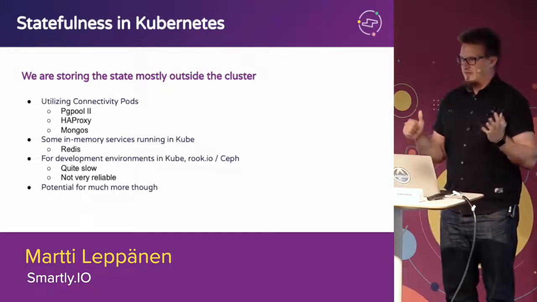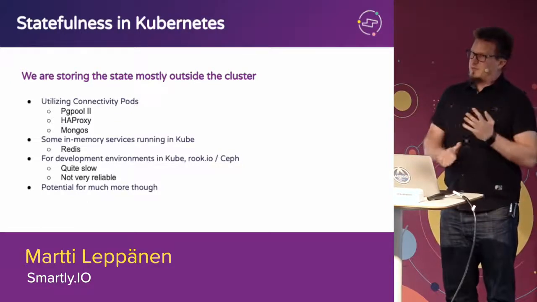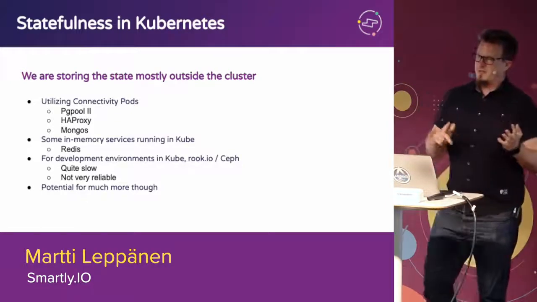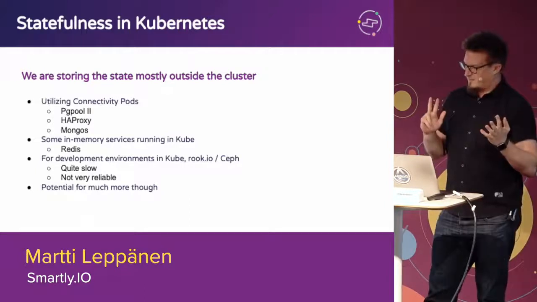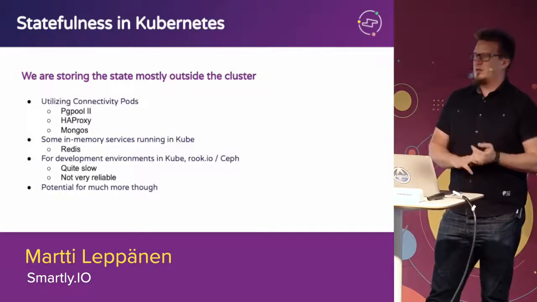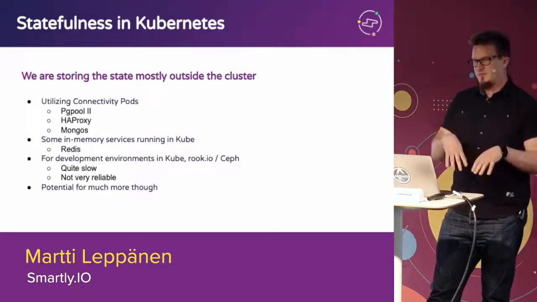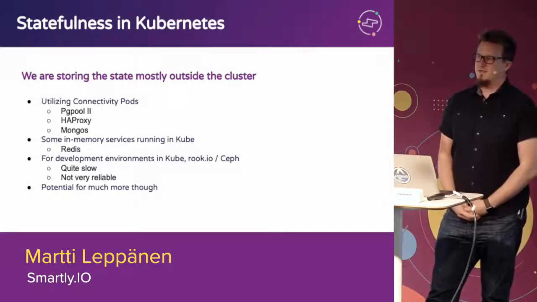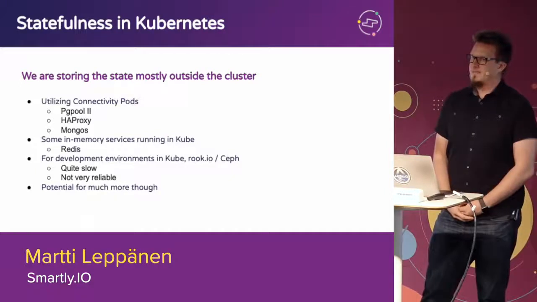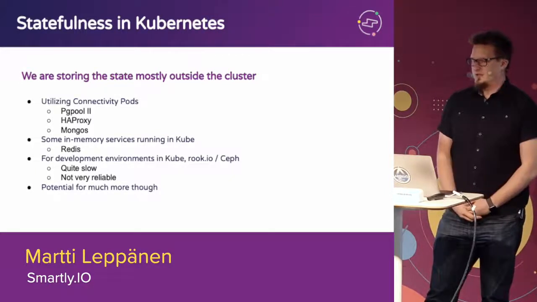We have Postgres, we have Redis, we have RabbitMQ, we have Mongo, and all these things, and we need to be able to communicate from the application to different databases and different places to store the state. And at the moment, what we're using is connectivity pods.